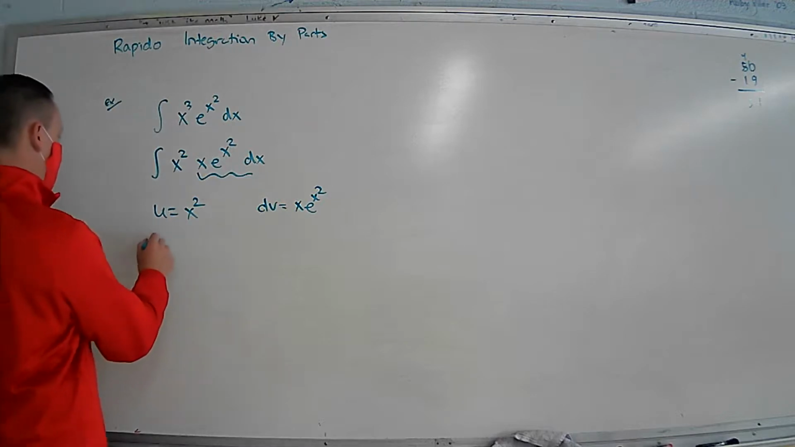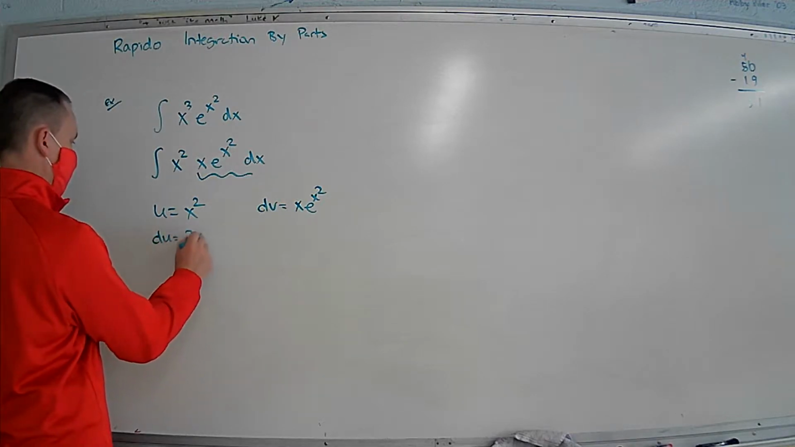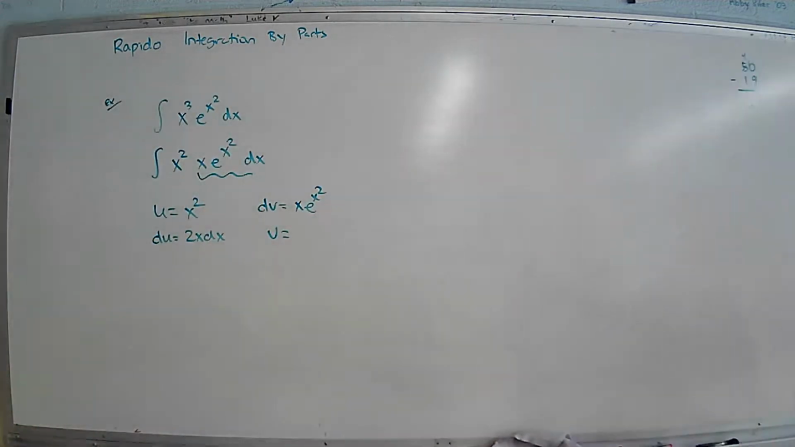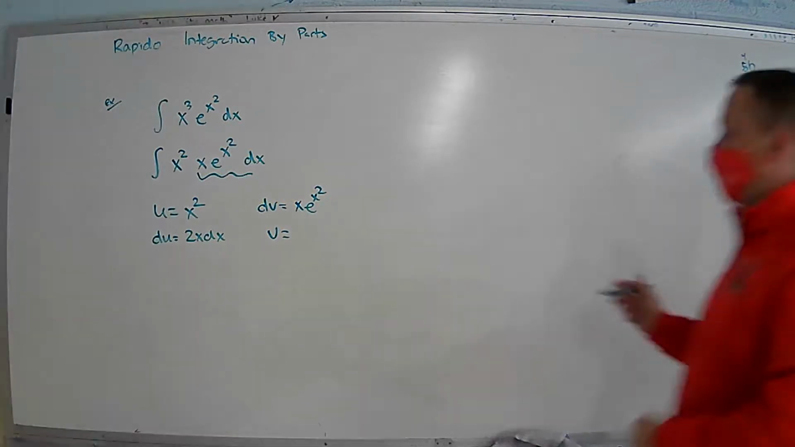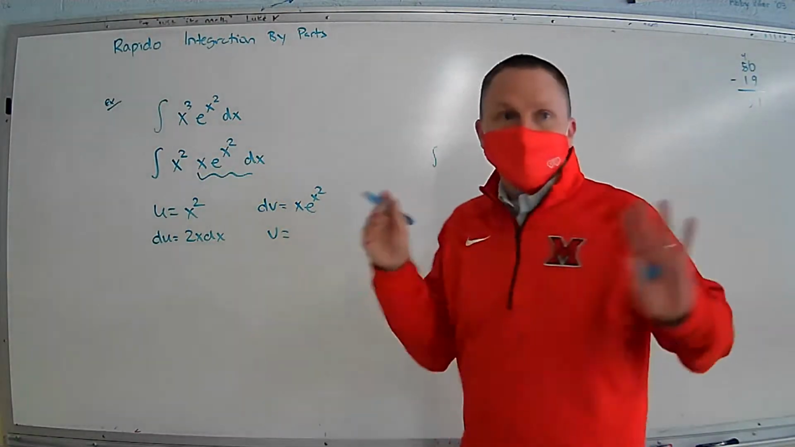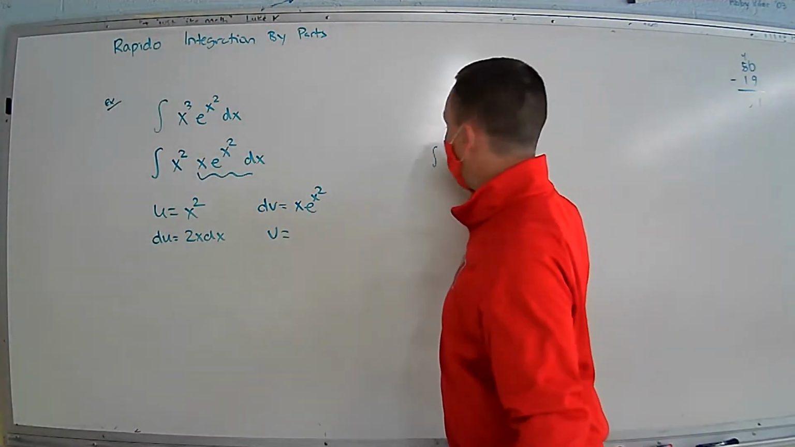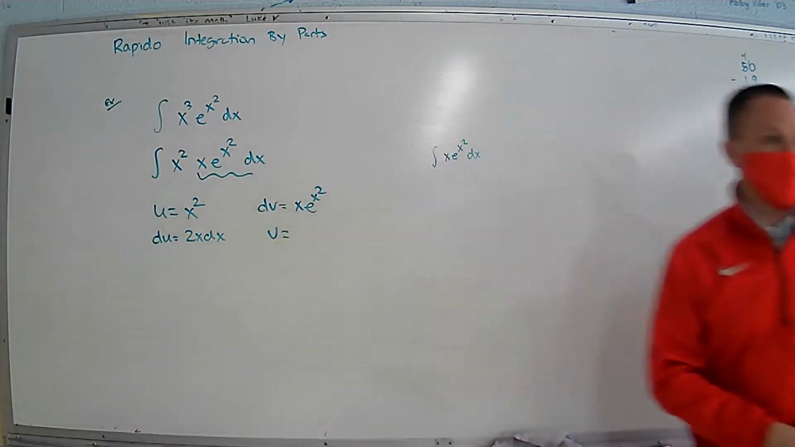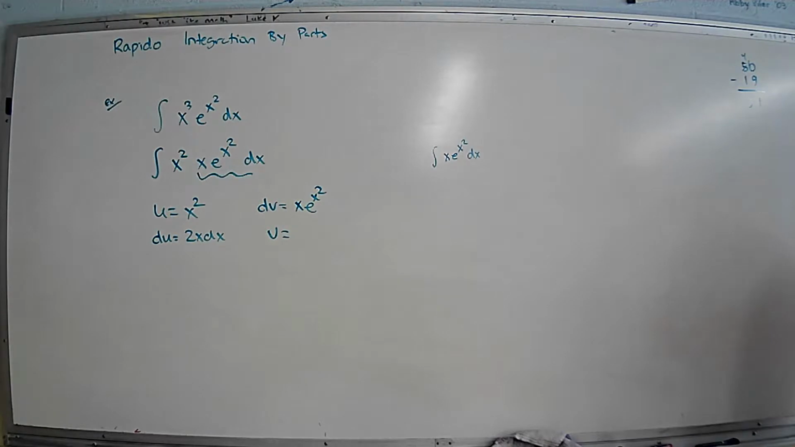So then what's du? 2x dx. What's v? Okay, now, we might have problems finding this v. We've got to be able to do that u sub. Maybe we need to work it off to the side. Maybe we just quietly sneak off into a corner and do this by ourselves, and we don't tell anybody, because we're ashamed we don't know that in our head.